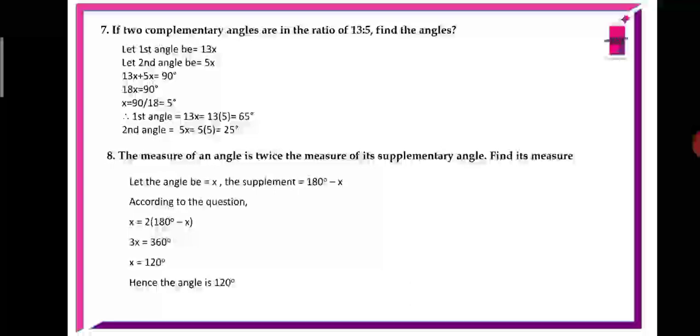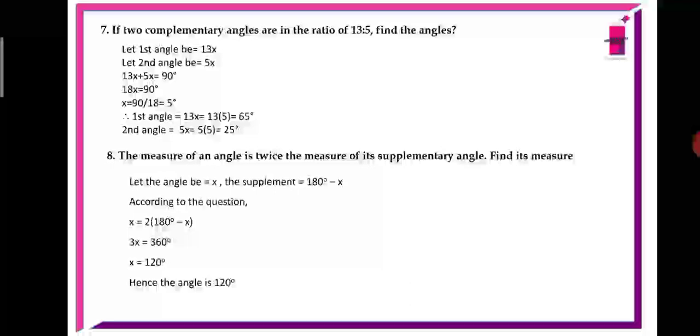Therefore the first angle is 13 parts, that is 13x equal to 13 into 5, which equal to 65 degrees. The second angle is 5 into 5, which equal to 25 degrees. Therefore the two complementary angles which are in 13:5 ratio are 65 and 25.